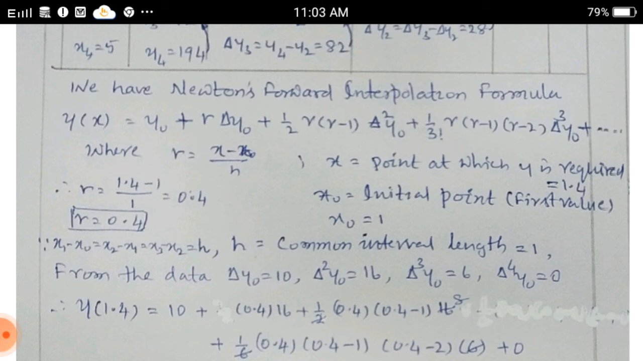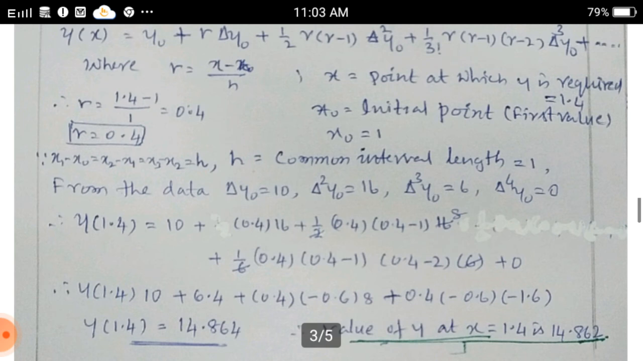Substitute carefully. Therefore, y of x0 plus rh is equal to y of x. If we substitute x0, r and h, we get the value 1.4.